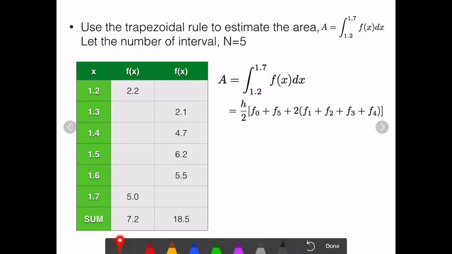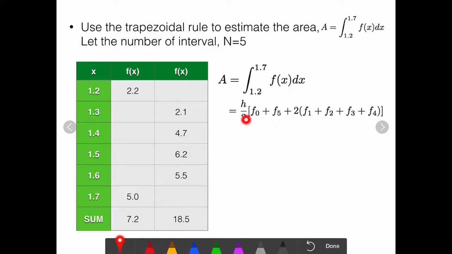And because of that, you look at the difference here. We look at something special here. For the first term and the last term, the coefficient is just 1. But f1, f2, f3, and f4 are multiplied by 2.